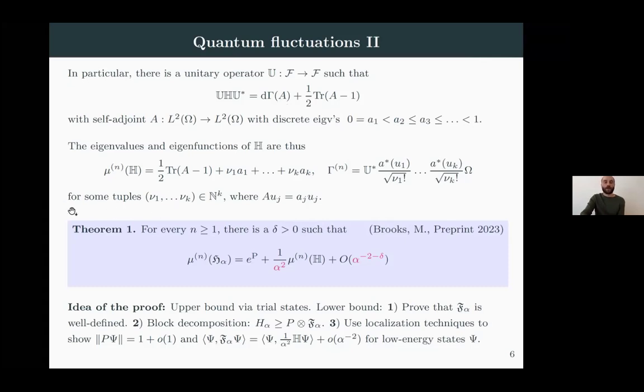And with this, we can state our first result that comes from a joint preprint with Morris Brooks. And the theorem states that every eigenvalue of the Fröhlich Hamiltonian has a two-term expansion in terms of this semiclassical Pekar energy, and then the corresponding eigenvalue of this quadratic operator H that describes the fluctuations of the field around its classical value.